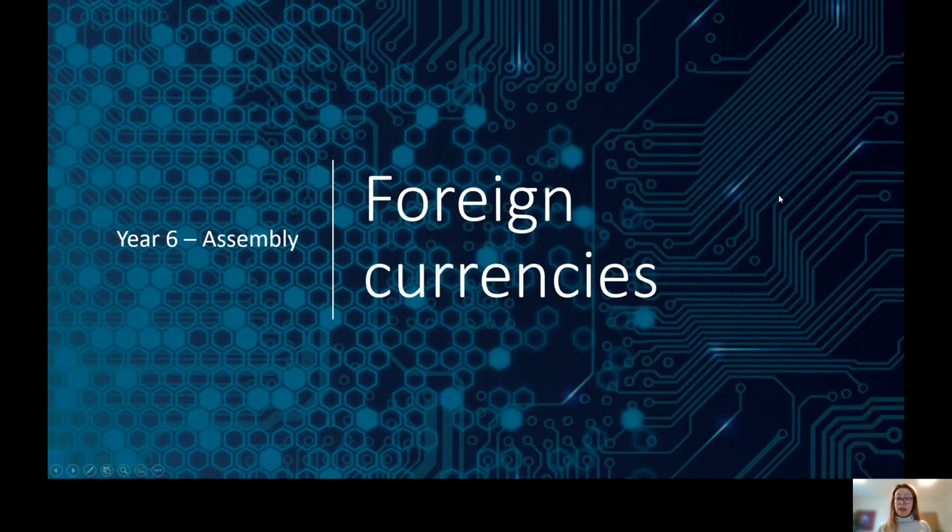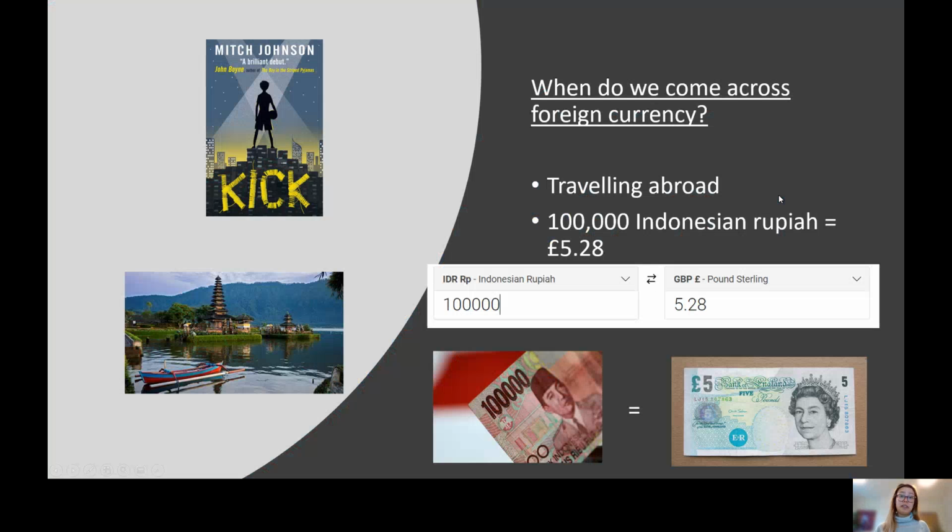So you may have come across foreign currencies either whilst traveling abroad, or you will have definitely come across foreign currencies when we studied the book Kick last term. So in Kick, which was set in Indonesia, you may remember we came across the currency, the Indonesian rupiah. So here I've got a picture of what Indonesia looks like.